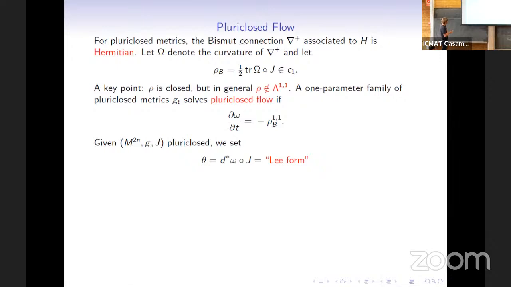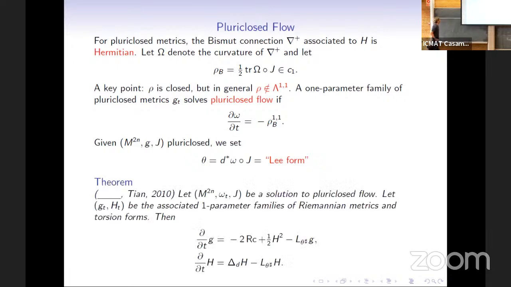So I need one more definition. For a pluriclosed metric, I define this Lie form theta, d star omega composed with J. This is a further measure of the non-Kählerness, but it's a one form. It's part of the torsion, if you like. Then this old theorem of myself and Tian says the following: if I take a solution of pluriclosed flow as defined here, then it has a family of Riemannian metrics and closed 3 forms attached to it, and they solve the following PDE.